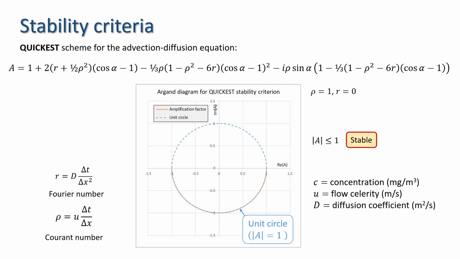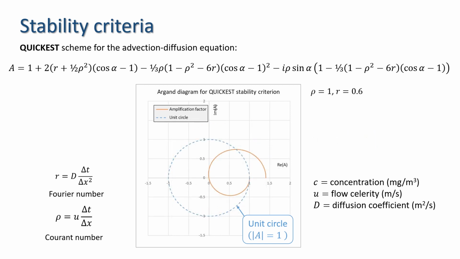Finally, as r reaches 0, the case where there's no diffusion, we can see that the amplification factor is exactly 1 for all the wave numbers. Going the other way, if ρ is 1 and r is greater than 0.5, we get unstable solutions. Here we see the Argand diagram for the case r equals 0.6.